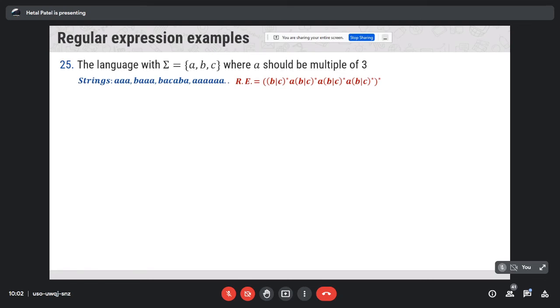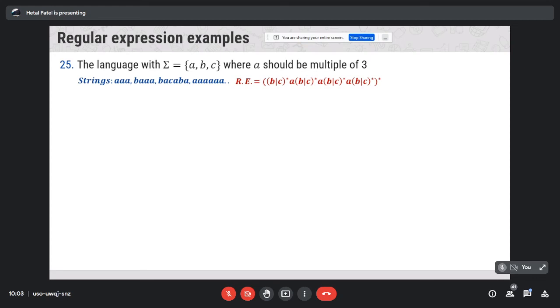So initially either B or C may be possible, any combination of B or C. So that's why (B or C) whole star. Then there may be an A, then (B or C) whole star, again A, (B or C) whole star. And whole star means I can accept the null string also. So if I don't want to take B or C, I am just simply putting the null symbol.